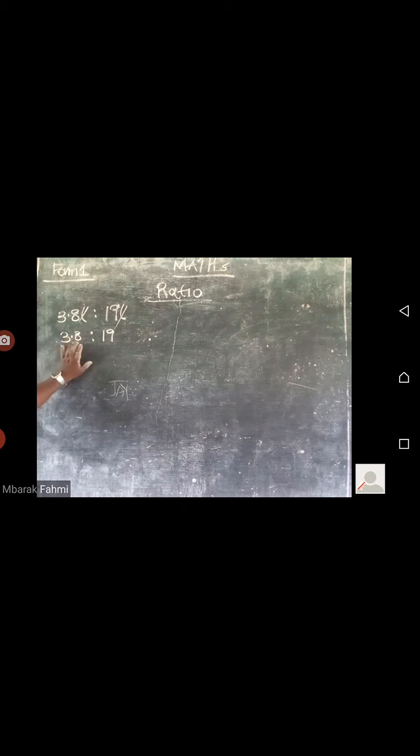So we need to remove the decimal place. It is 1 here and there is none there. So we need to remove that by multiplying by what? 10. You multiply by 10, you do it on both sides. So you say it is 3.8 times 10 and also 19 times 10. So this now is going to be 38 is to 190. From there now we can simplify.